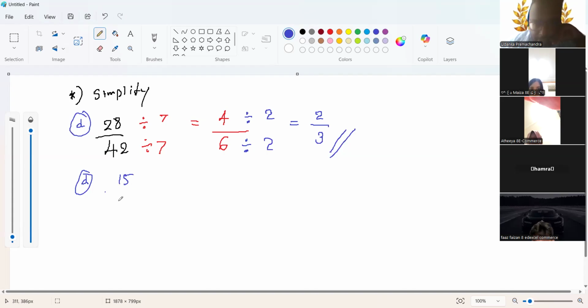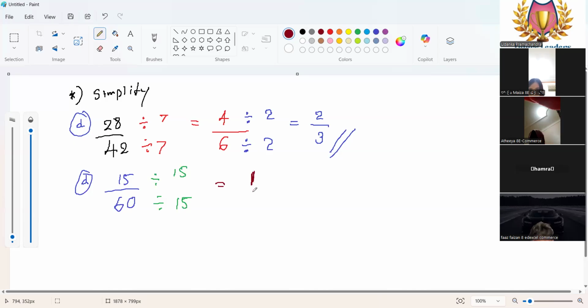One more example, the easiest one. 15 over 60. Let me know, which value can we divide both by? Help me. 5. Yes, we can divide both by 5. Otherwise, can you divide by 15? If I divide by 15, 15 divided by 15 is 1. 60 divided by 15 is 4. Yes, it's 1 over 4. Clear?